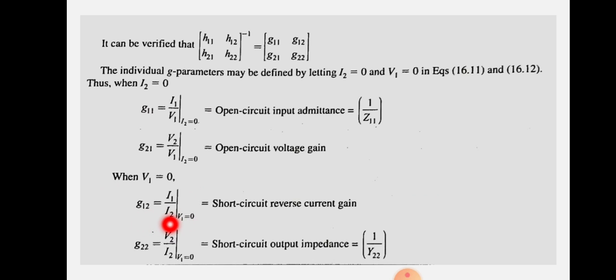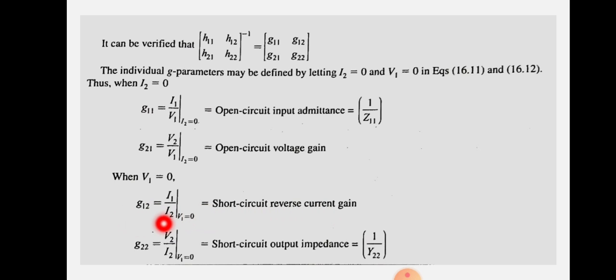I1 by I2 is a ratio of two currents, so it is a current gain. Since it relates the first port and the second port, we call it the reverse current gain. Here it is obtained by short circuiting the input port, so we call it the short circuit reverse current gain.